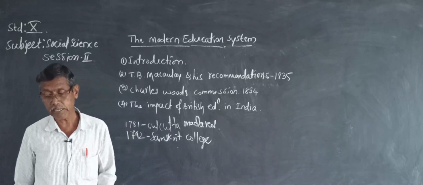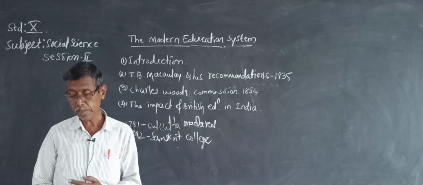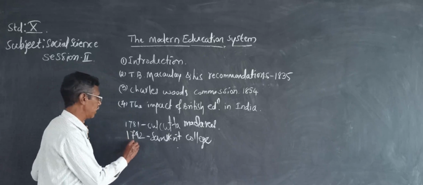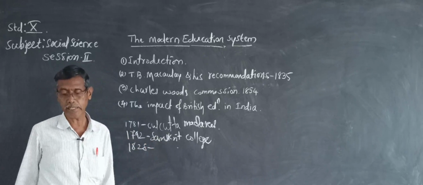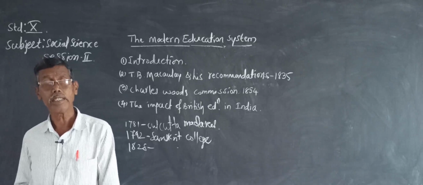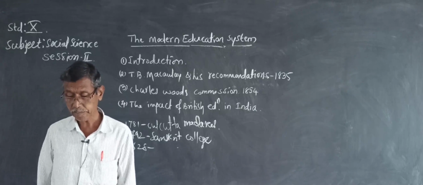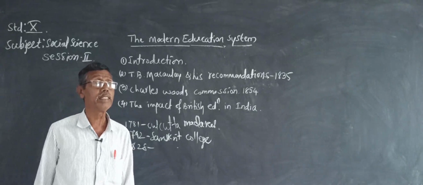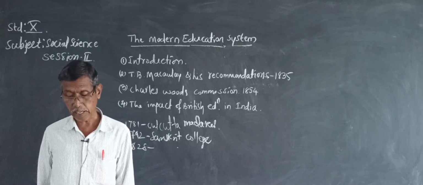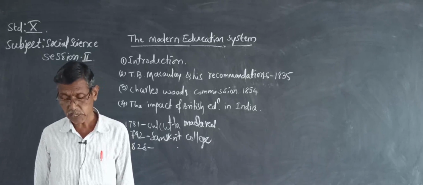And the expansion of British education received special support after the appointment of Lord William Bentinck as Governor General of India in 1828. He gave more importance to the education system in India. Bentinck appointed T.B. Macaulay, that is Thomas Babington Macaulay, as a member of the Governor General's Executive Committee.